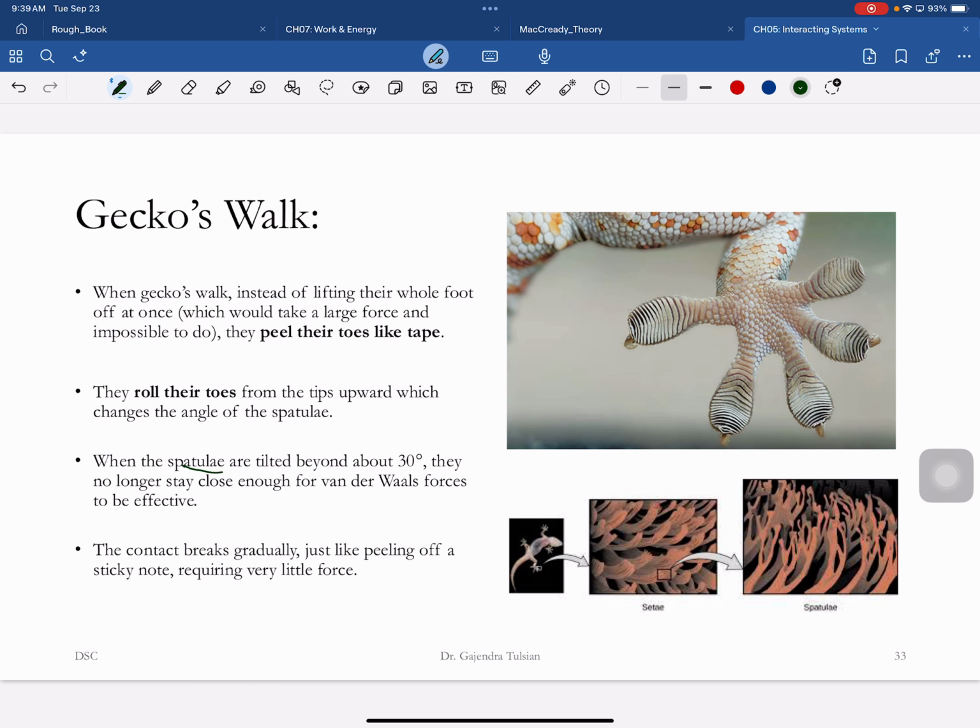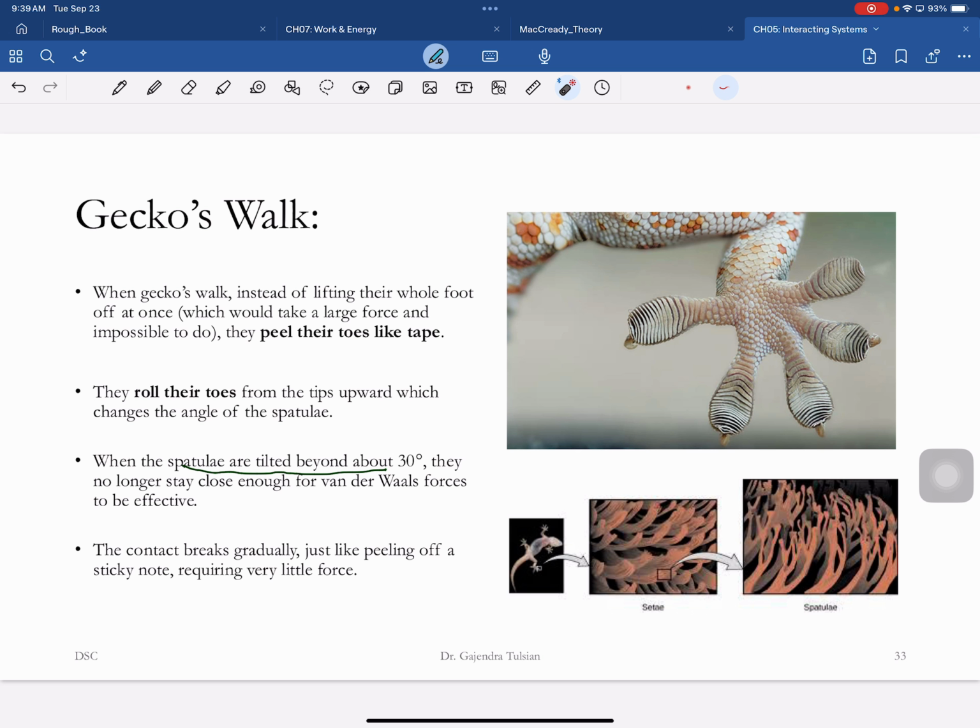So when the spatulae are tilted beyond 30 degrees, they no longer stay close enough for van der Waals force to be effective. So when geckos walk, instead of lifting their whole foot, because you couldn't apply a strong enough force to do that, and if you tried, you'd leave skin behind, they peel their toe like tape.